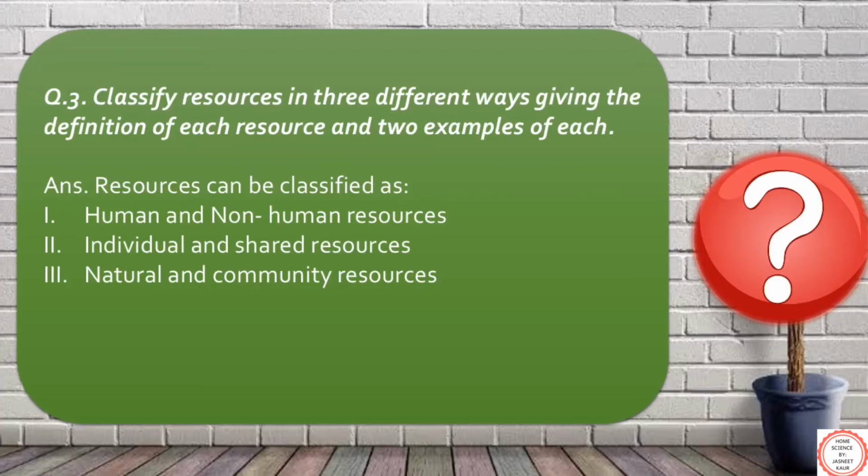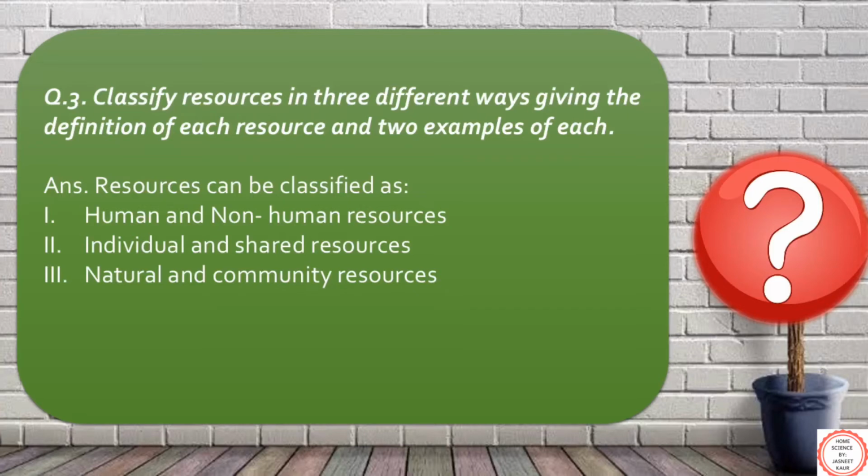Human and non-human will include the traits which we have just discussed in the previous question. In the second category, which is individual resources, we include those resources which are available to an individual for the personal use, like personal items, clothes, skills, knowledge. A shared resource includes those resources which are also available to the other members of the society for common use, example, parks, public libraries, air, sunlight, etc.